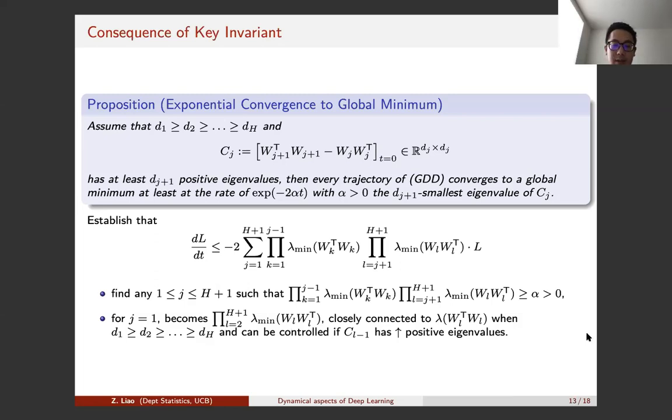So that's it. With a particular choice of initialization, we established that we can converge to the global minimum, and the convergence rate is exponentially fast.